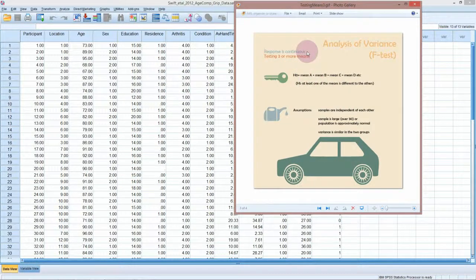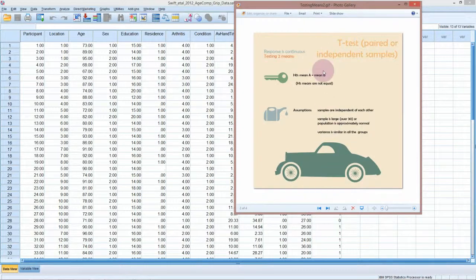So we're still testing one continuous variable, but instead of just looking at two groups, we can look at several groups altogether. And we have the same assumptions that the samples are independent, that our sample is large and the population is approximately normal, and that the variance is similar in the groups. And this is quite common to see an F-test in a published paper. Occasionally you will see a very simple two-sample t-test.